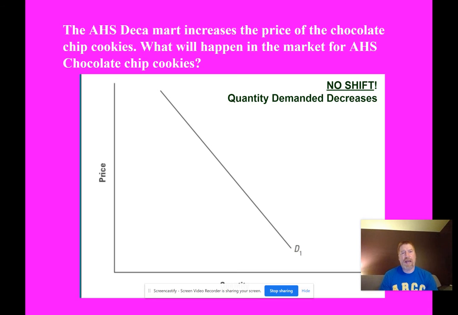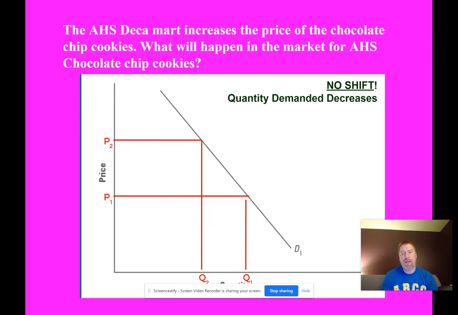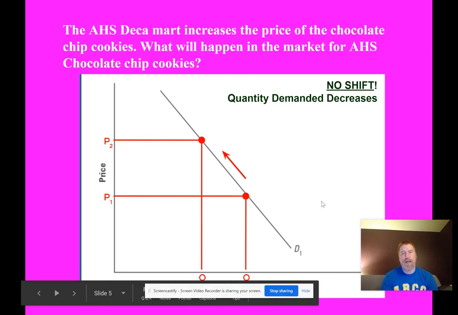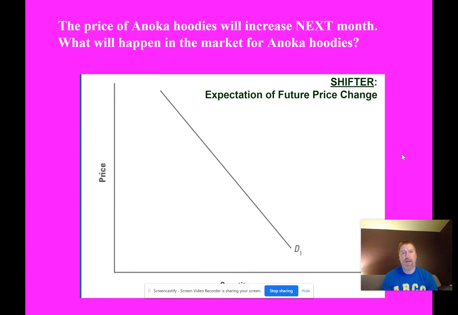The next one says the AHS Decamart increases the price of the chocolate chip cookies. That's something we all might miss right now. What will happen in the market for AHS chocolate chip cookies? So if it's just the price of the product at that time, then that's just a movement on the curve. So there is no shift for that one. It'd be like if the price was at one point and then it went up. If the price goes up, then we can see that quantity demanded goes down. You guys probably already know that intuitively, but that's what it looks like on the graph. As the price goes up here, the quantity demanded goes down. And it's no shift because it's the price of the product.